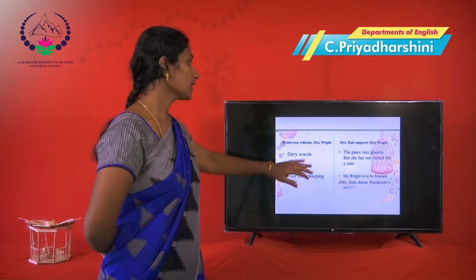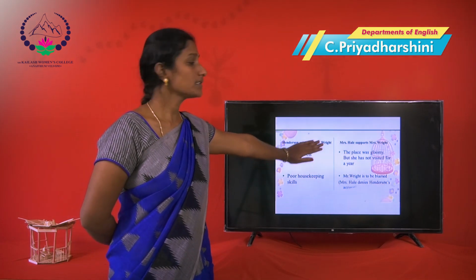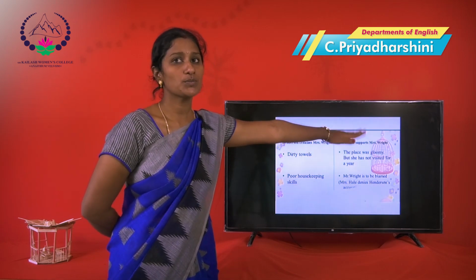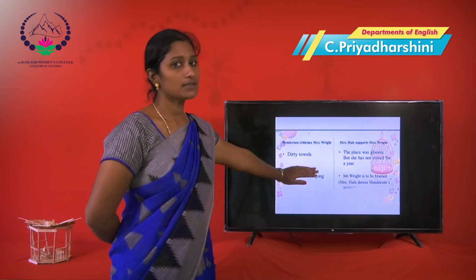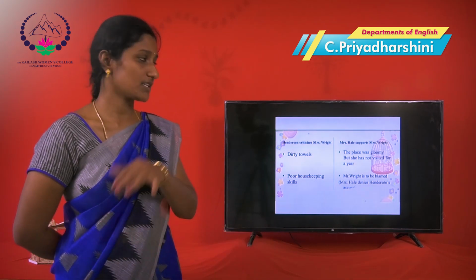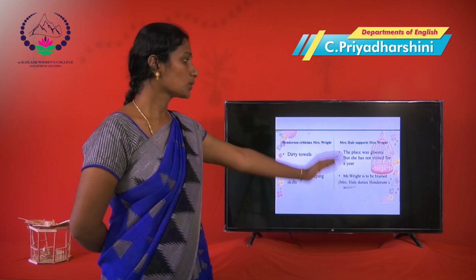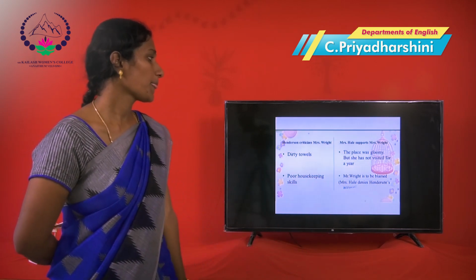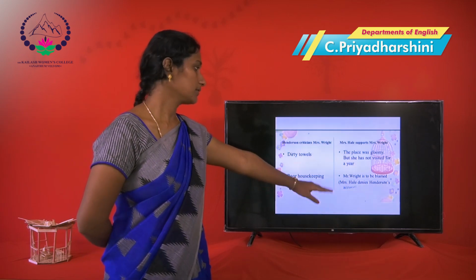Next, we see Henderson criticizes Mrs. Wright. Next, Mrs. Hale supports Mrs. Wright. Dirty towels in the kitchen show poor housekeeping skills. The place was gloomy, and Mrs. Hale had not visited for a year. Mrs. Wright is to be blamed.